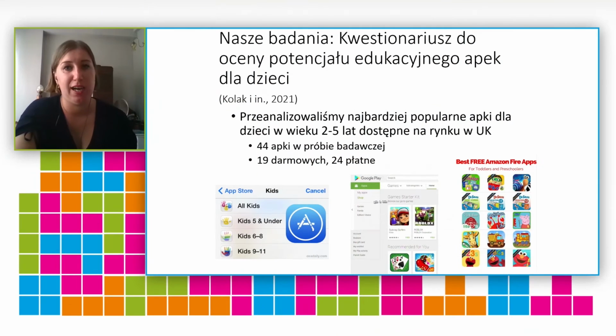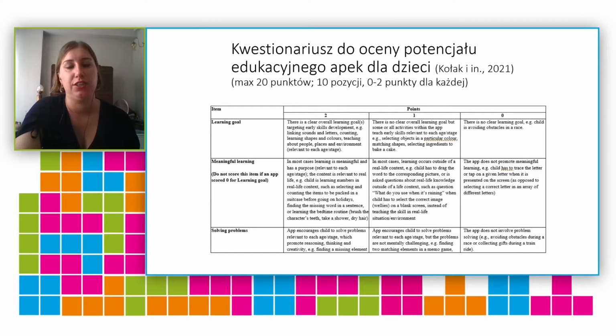Let's take a sample of apps, 44 apps from Google App Store, Amazon App Store, and Apple App Store. And we identify 10 most popular apps, paid for and free, but some of them were both available in all the free stores. And at the end of the day, we had a sample of 44 apps, 19 for free, 24 paid for, and we used our tools to assess them.